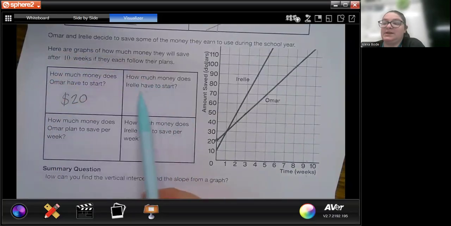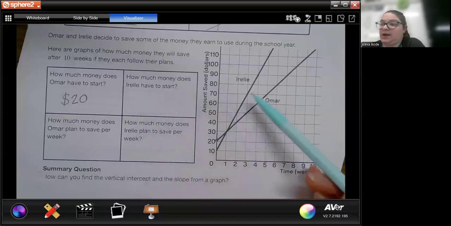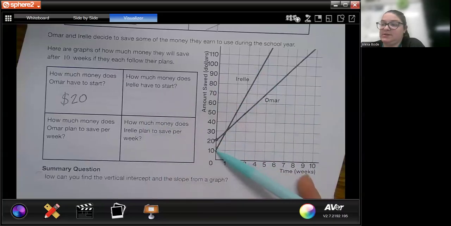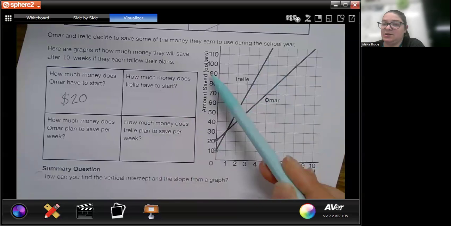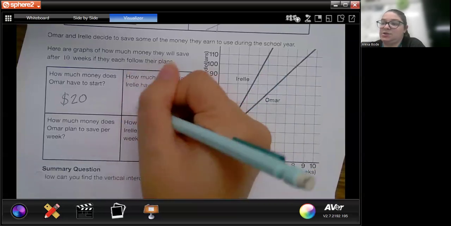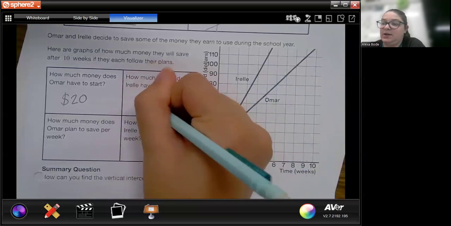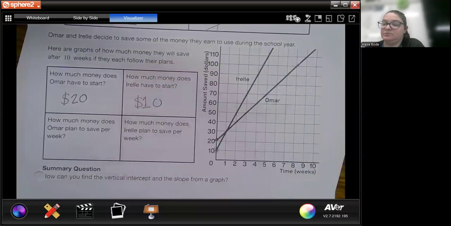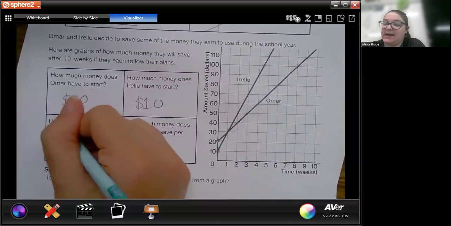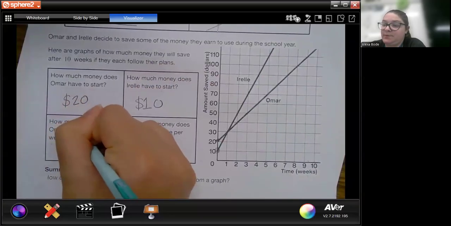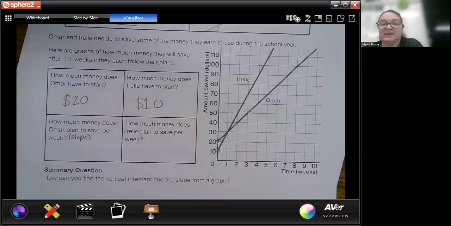Next one says, how much money does Irel have to start? So we're looking at Irel's line, and Irel's line hits $10 on the y-axis. So the vertical intercept for Irel is $10. How much money does Omar plan to save per week? So saving per week, this is asking about the slope. So you want to find the slope for the line. That is going to be your unit rate.